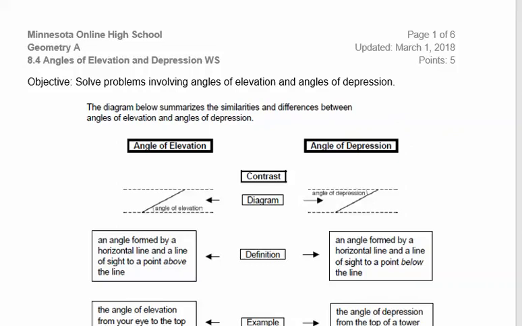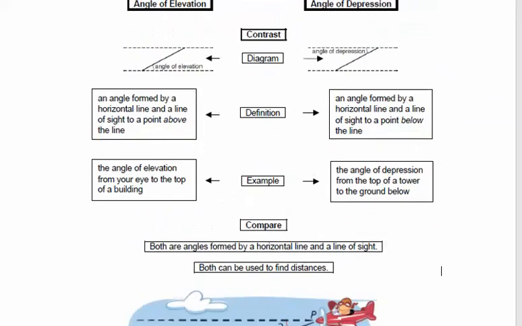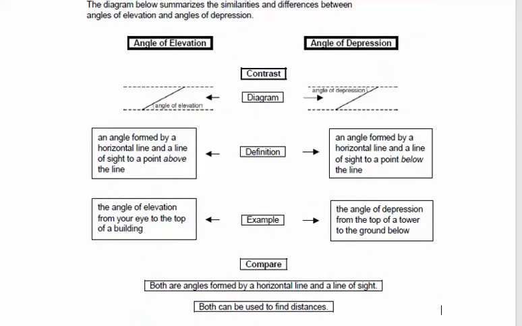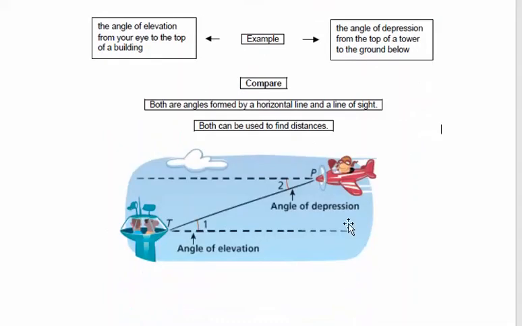There's some definitions and examples in your book and in the longer lesson video, so watch that first or read through the book first. You should already have learned that the angle of elevation is formed by a horizontal line and a line of sight to a point above the line, and an angle of depression is the angle formed by a horizontal line and a line of sight below the line. So make sure you know which one is which, and there's some examples there and another picture.